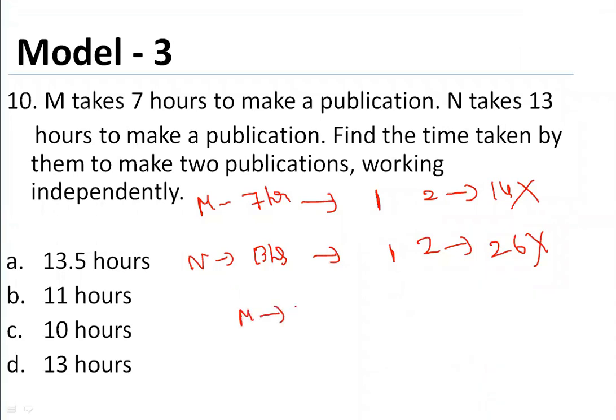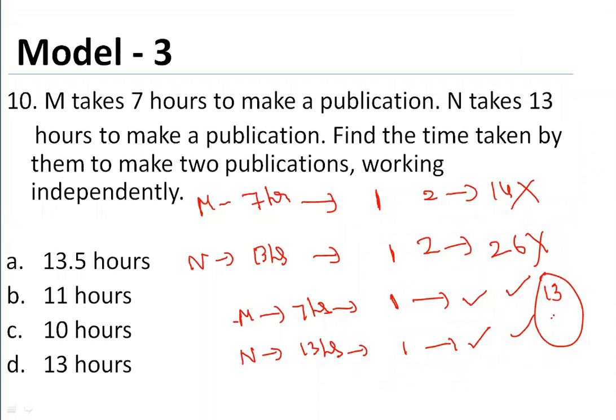Take the help of M and ask him to make one publication. Take the help of N and ask him to make one publication. So M and N are individually making publications now. M can give you one publication in 7 hours and N can give you one publication in 13 hours. That means if you told them to make publications at the same time, after 7 hours one publication is ready, after 13 hours one publication is ready. That means can I say in 13 hours two publications are ready?